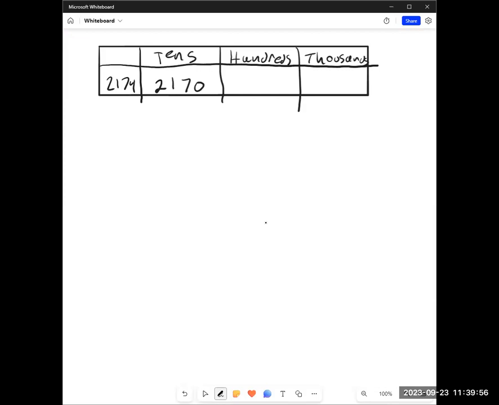2,170. When we round to the nearest hundreds, we look at the 7 that's in the 10 spot, and we would round up to 2,200. And to round to the thousands place value, we would look at the 1 that's in the 100 spot, and we would round down to 2,000.